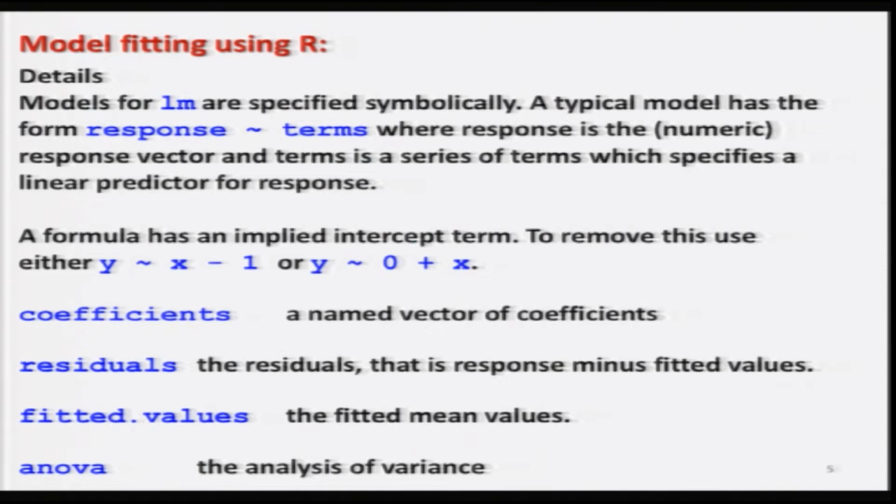Okay. So, once you obtain the outcome of an LM command, then you can exercise different types of options to retrieve information on different aspects. So, as I said, formula is going to be like this: a response variable, whatever is the name of the variable, and then this symbol which is on your keyboard, this is equivalent sign or tilde sign, and then you have the terms.